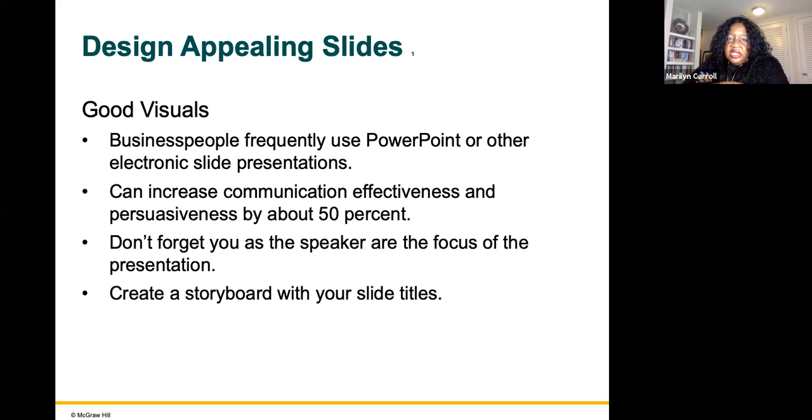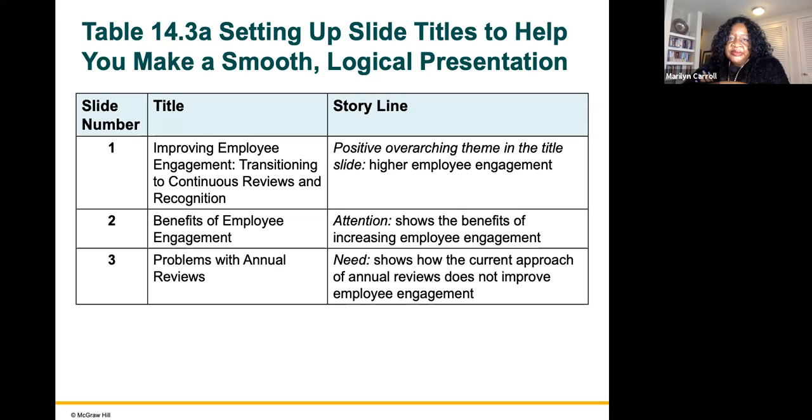Design appealing slides. Good visuals include business people frequently use PowerPoint or other electronic slide presentations. This can increase communication effectiveness and persuasiveness by about 50% because there's something in front of people, and that's why it does it. Don't forget, you as the speaker are the focus of the presentation, right? Create a storyboard with your slide titles, okay? So setting up slide titles to make a smooth, logical presentation. And here are some examples here on the monitor. So pause the monitor and read through those, all right?